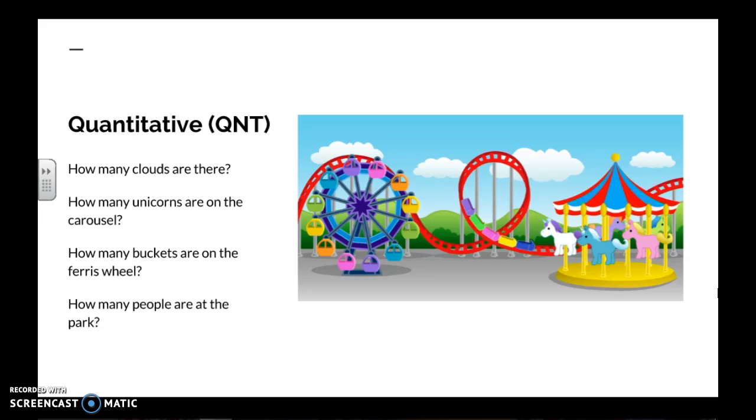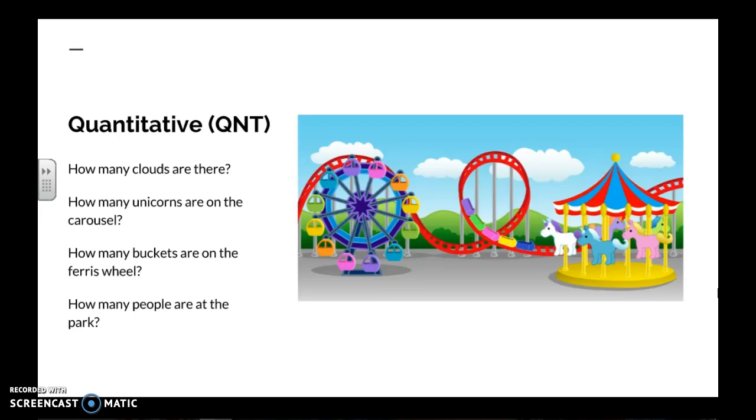Now let's make some quantitative observations. How many clouds are there? How many unicorns are on the carousel? How many buckets are on the Ferris wheel? How many people are at the park? At this point, you may want to pause so that you could go ahead and answer these. Once you've answered these, go ahead and state back what you counted.